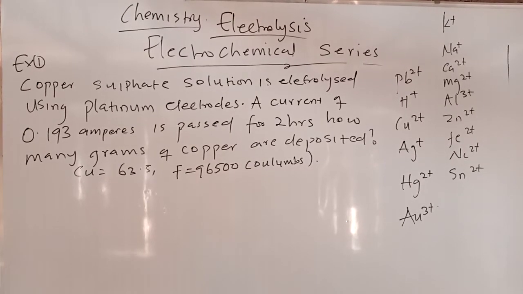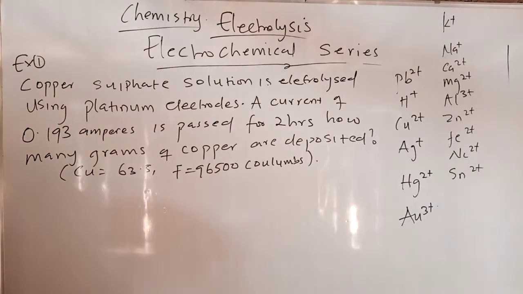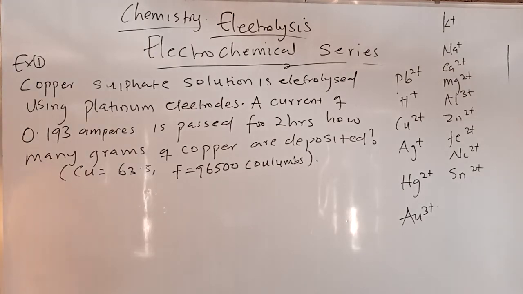We have an example on the board. A copper sulfate solution is electrolyzed using platinum electrodes. A current of 0.193 amperes is passed for 2 hours. How many grams of copper are deposited? Now, look, the relative atomic mass of copper is already given, and your Faraday constant is also given. Oh my God, this is a bomb.